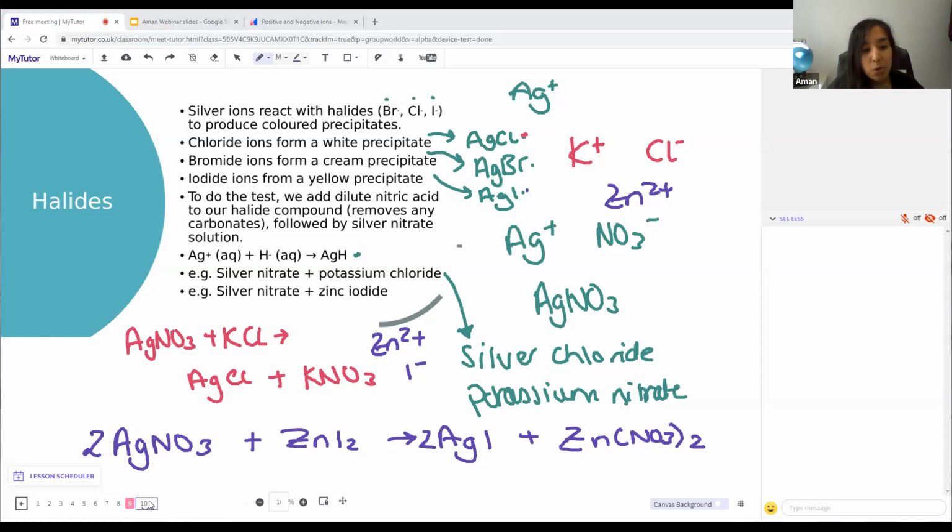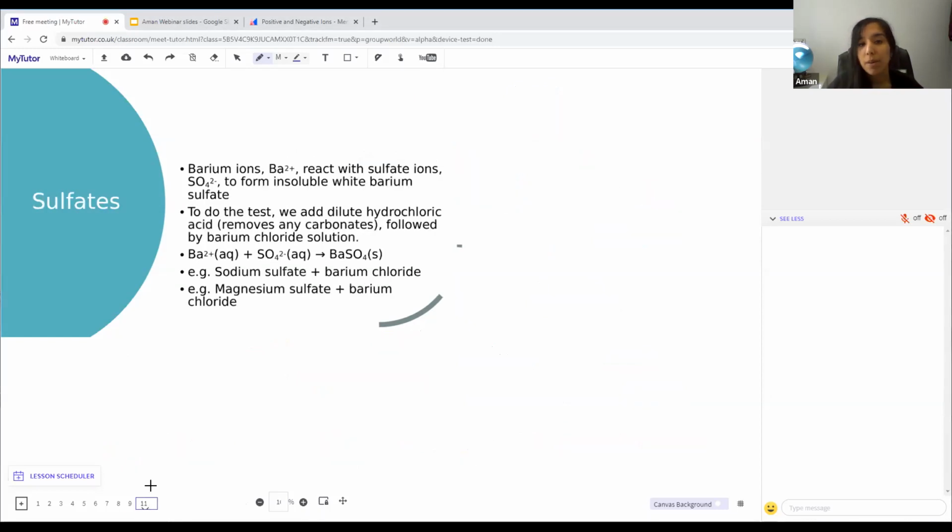Okay, so the final negative ion we need to be able to test for then is a sulfate ion. And essentially when we test for sulfate ions, just like with our halides, we need to add acid first. So we add in dilute hydrochloric acid. And again, it's just like with the halides, we do it to remove any carbonates.